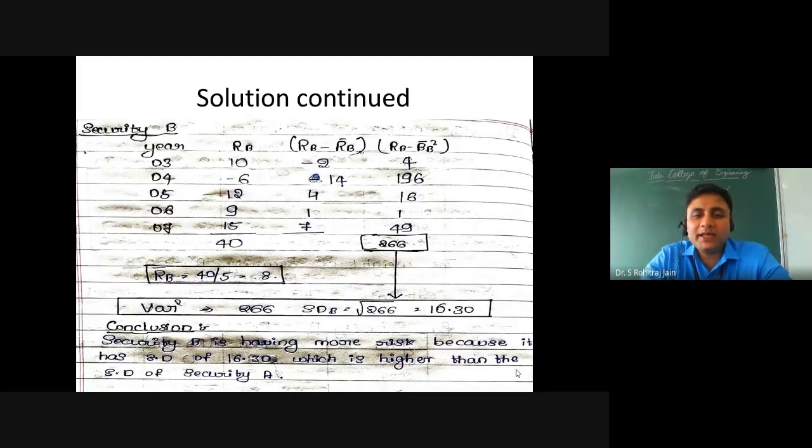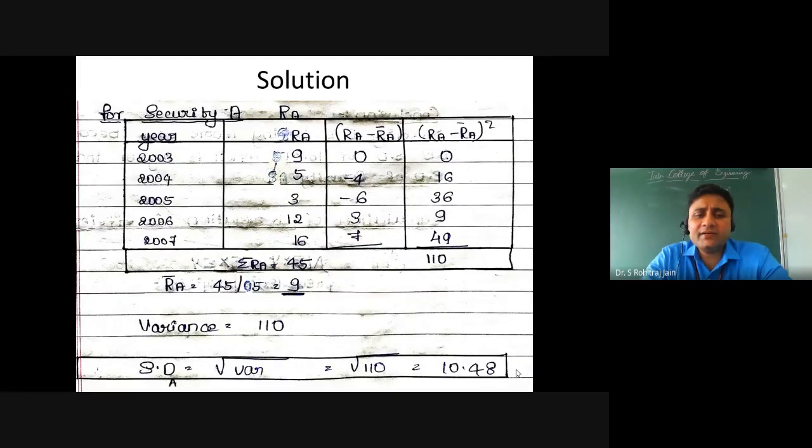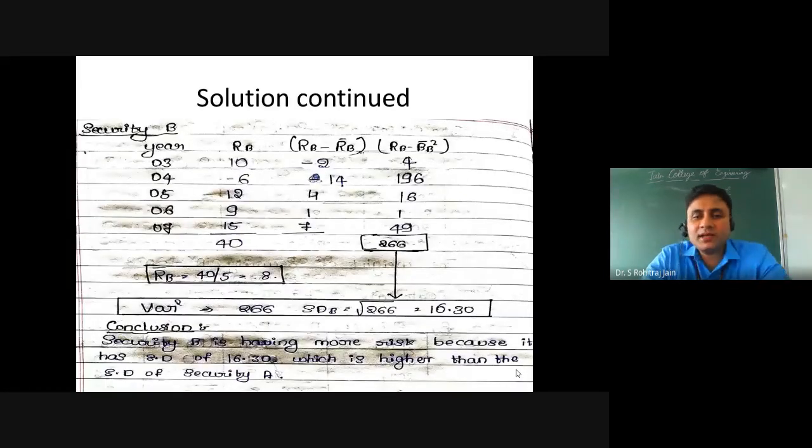So security B. What is the standard deviation of security A? The standard deviation of security A is 10.48. Whereas the standard deviation of security B is how much? 16.3. So which is higher? The standard deviation of security B is higher. So which security is risky? Security B is risky, right? So security B has more risk because it has a standard deviation of 16.3, which is higher than the standard deviation of security A.